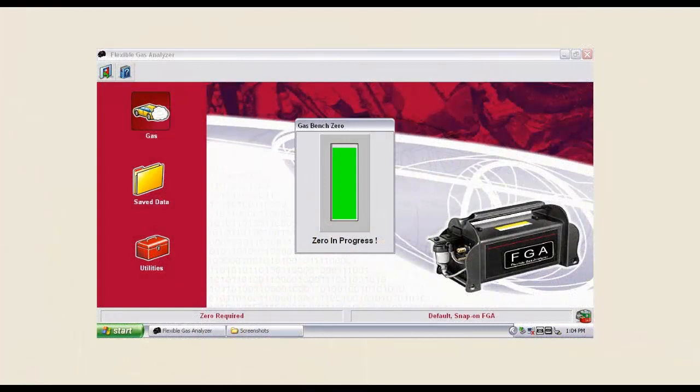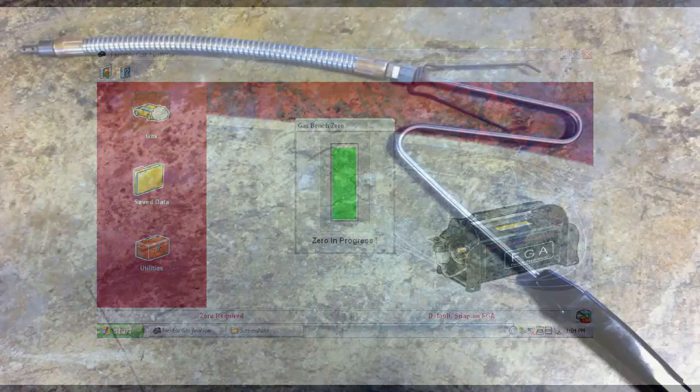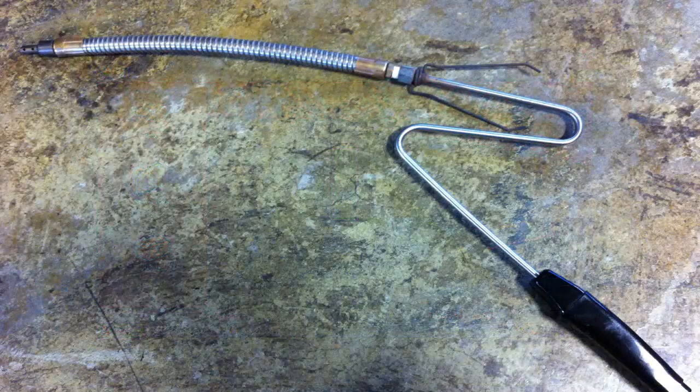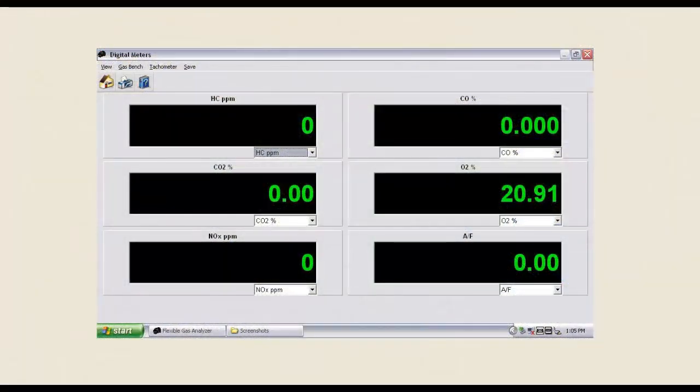The gas analyzer has to be zeroed. Again, the gas analyzer probe is on a table, sampling clean shop air. Here's our first look at the analyzer screen. Hydrocarbons at 0 parts per million, carbon monoxide at 0%, NOx at 0 parts per million, carbon dioxide at 0%, and oxygen at 20.91%, verifying normal analyzer oxygen sensor operation.